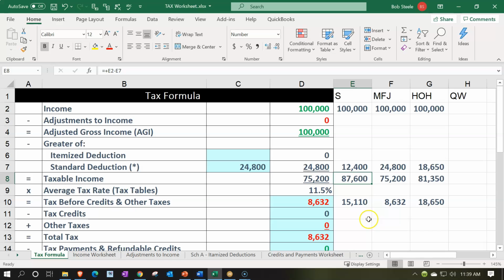But we're not using one rate, we're using progressive tax tables, which will also have an impact then on the tax calculation. So then the bottom line tax calculation then, here it is: single, married filing joint, and head of household, as well as qualified widow and widower.